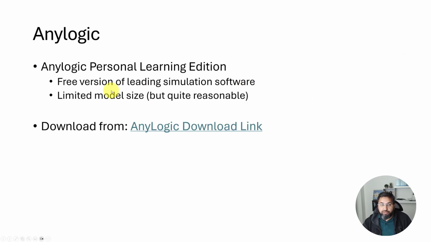So we're going to use this free software called AnyLogic Personal Learning Edition, which you can download from the link given in the slides, or you can just search for AnyLogic Personal Learning Edition on Google, and the first or second link will take you there. And you can install it on Windows or Mac. And this is a very powerful industry strength software.